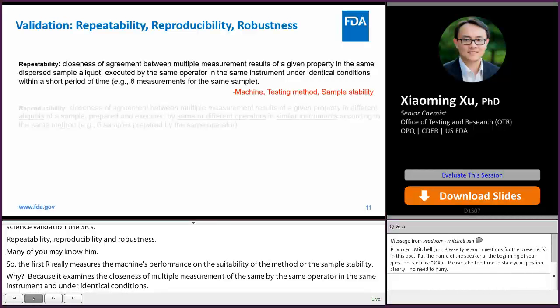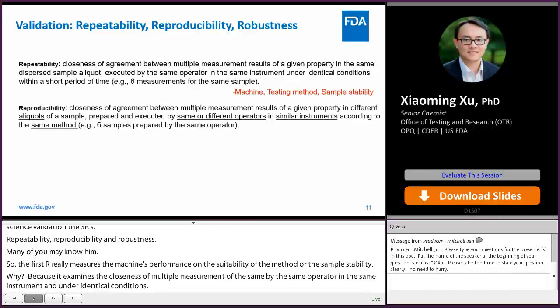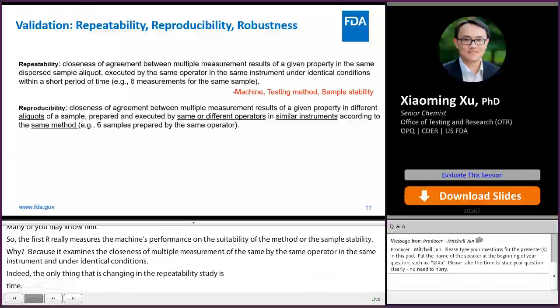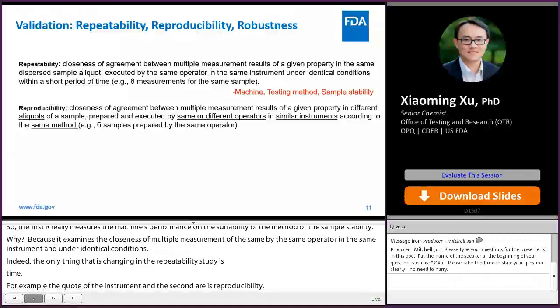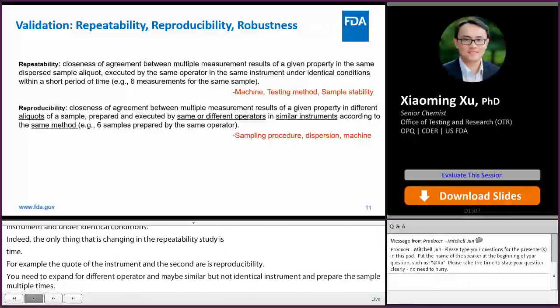And the second R is reproducibility. Now you need to expand to include a different operator and maybe 2 similar but not identical instruments and prepare the sample multiple times. In this case, what you are looking for is if there's any potential issue with sampling or dispersion procedures and if there's any machine-to-machine variability.